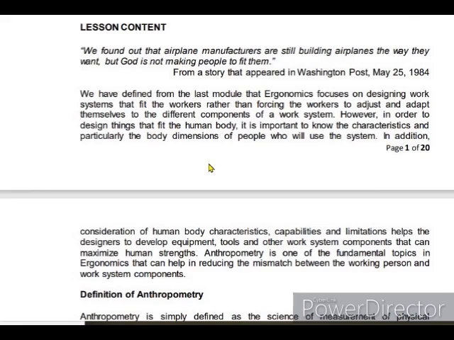Okay, so I hope you gained some insights by watching that video about anthropometry. Now let's go to the lesson content.